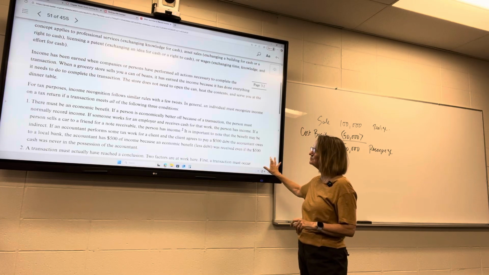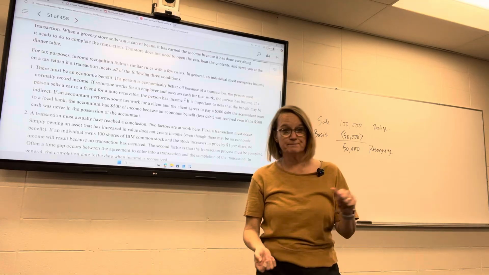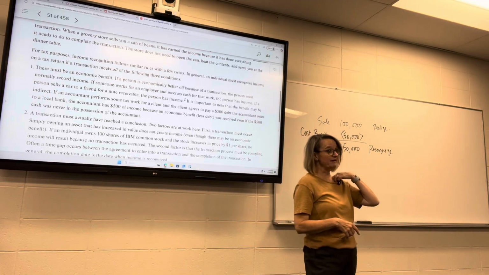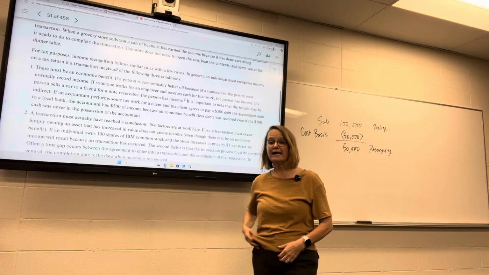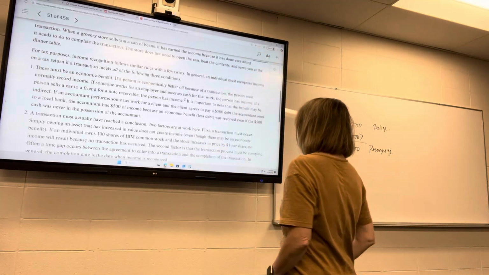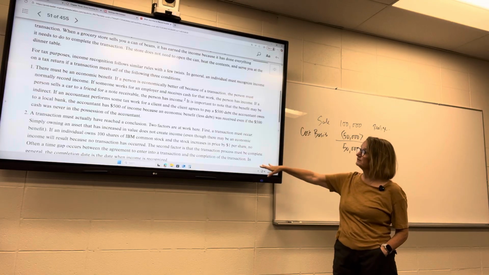So the 3 things that have to happen in order to recognize income for tax purposes. First one is there has to be an economic benefit. We have to somehow be economically better off than we were before the transaction. And like I said, all three of these have to be met.